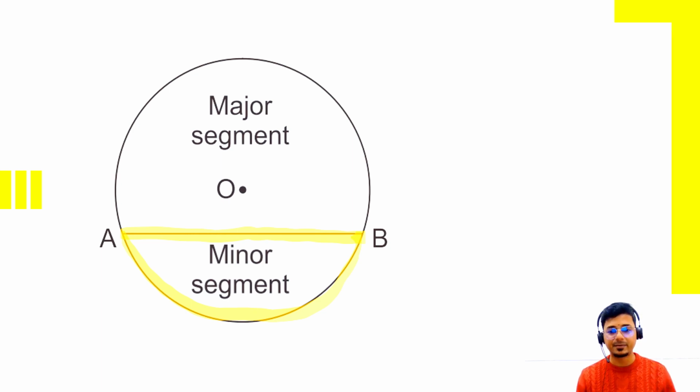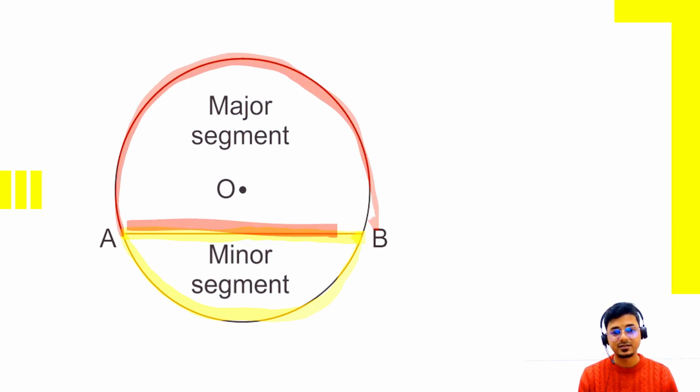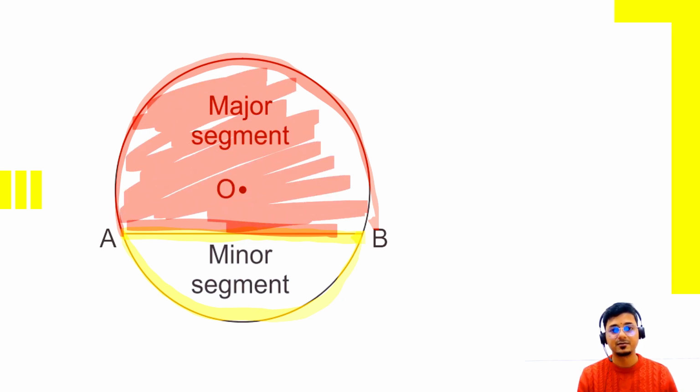And what is major segment? Major segment is a region bounded by the major arc and the chord. So this red color portion is the major segment.